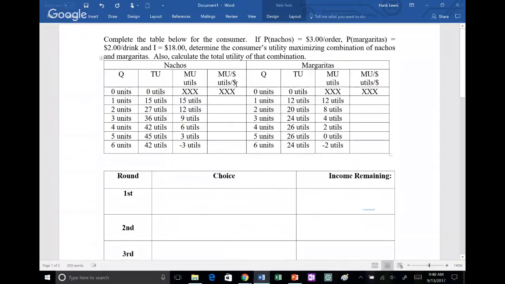Now, notice here that MU per dollar is in utils per dollar, whereas MU is in utils. So, 15 utils divided by $3, that's the price of 1 plate of nachos. 15 divided by 3 is 5, but that's 5 utils per dollar. For the second row, 12 utils divided by $3 per order, 12 divided by 3, 4 utils per dollar. 9 divided by 3, 3 utils per dollar, etc. And these are all the calculations here for the marginal utility.